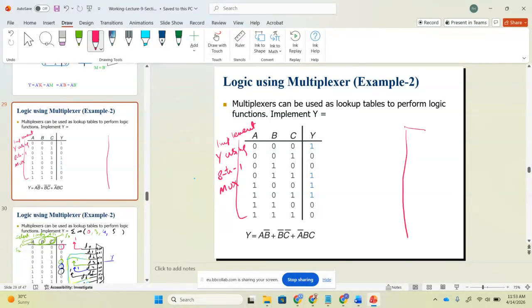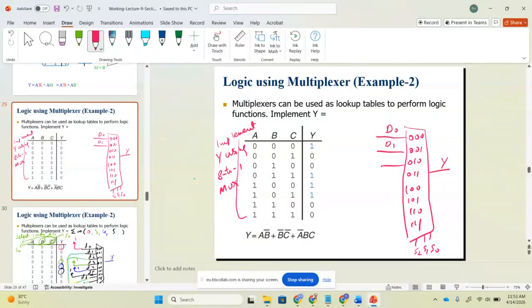Now I'm drawing an 8-to-1 multiplexer. The truth table inputs are 000, 001, 010, 011, 100, 101, 110, and 111. How many select lines will there be? Help me. 3: S2, S1, and S0. And what should be the inputs? D0, D1, D2, D3, D4, D5, D6, and D7. Any question? Is it clear?